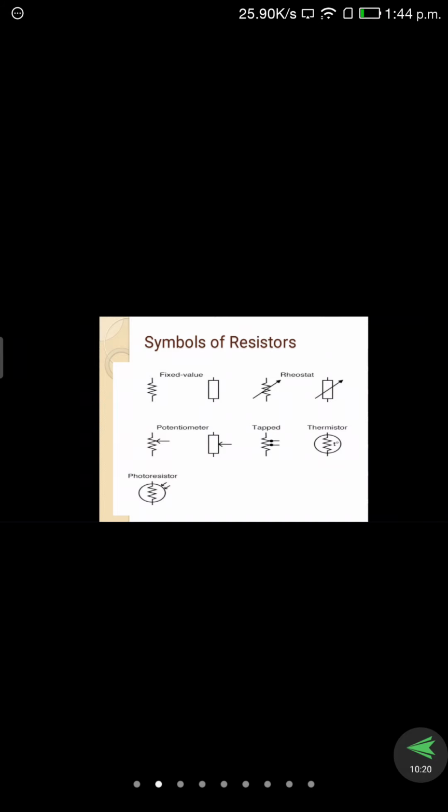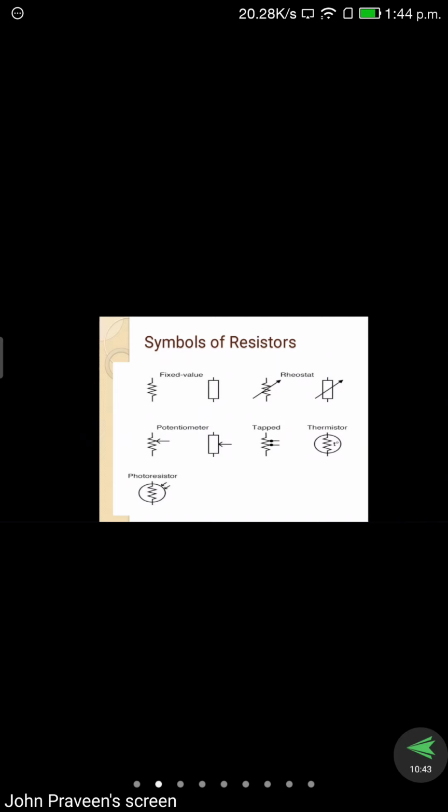At any side, it may be left-hand side or right-hand side, top or bottom. So onto the zigzag line, if you draw an arrow mark, that represents the potentiometer. So the difference between the rheostat and potentiometer is nothing but the application. The application will be changed. That is the only major concept.